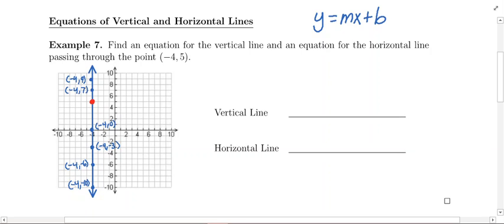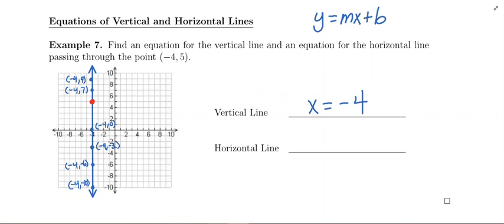Out of all these points that I've written down, you should see something in common. They all have the same x coordinate. They all have an x value of -4. So the equation of the vertical line is x equals -4. That's it. That's all you have to do.